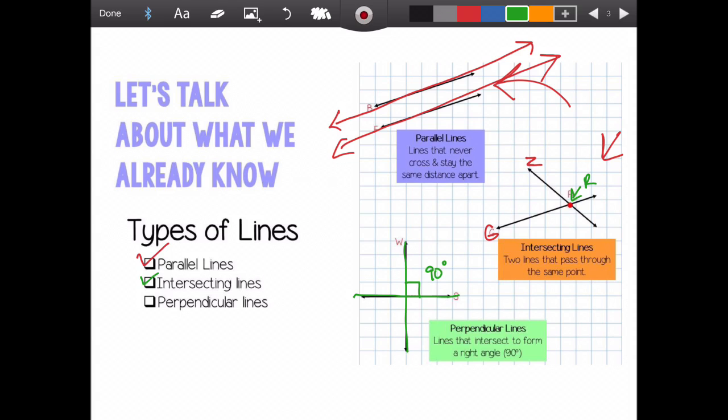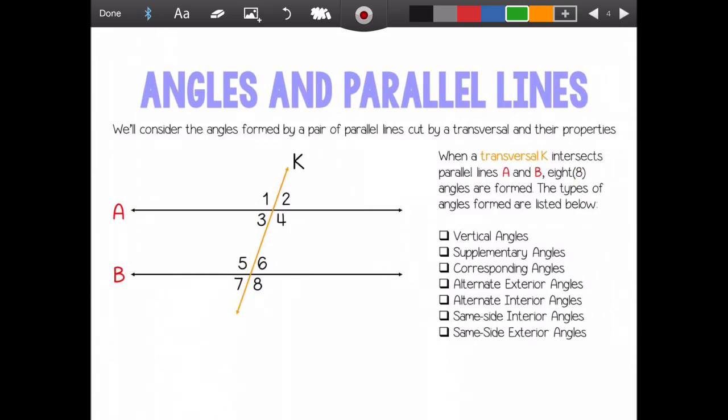These are just some review things that we are going to use for this unit. So let's actually get into what we need to learn. It says angles and parallel lines. We will consider the angles formed by a pair of parallel lines cut by a transversal and their properties.